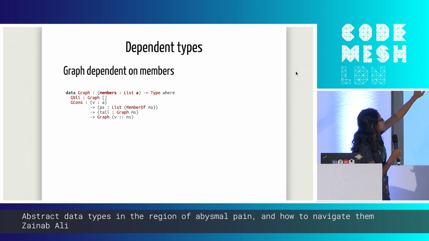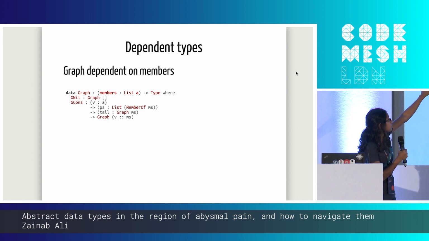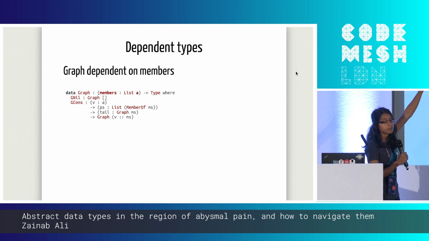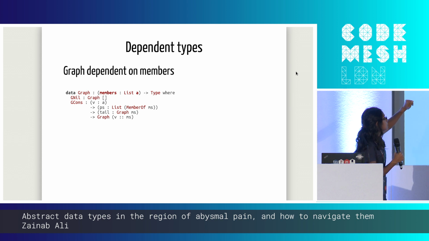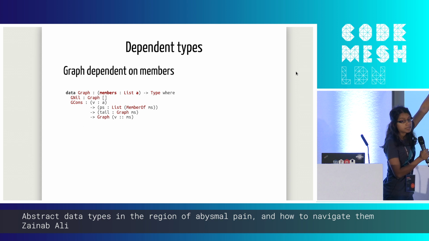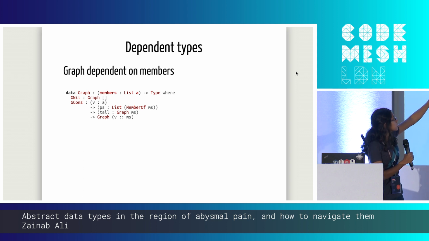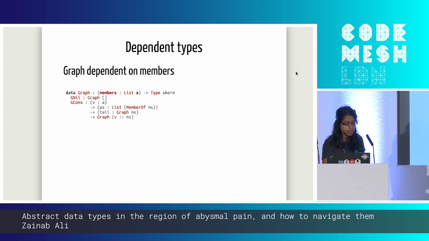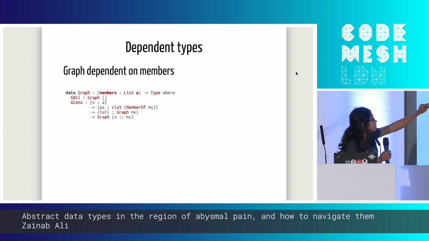My graph now takes in a list of members. Members are a value, a list of type A. In my nil case, my graph has no members, so it's parameterized by the empty list. But in my cons case, my graph has the members of its tail plus the vertex that I'm adding, v, consed on top of that. So the type of gcons is a graph of v cons m's. And my parents need to be a list which are somehow members of that of my tail.